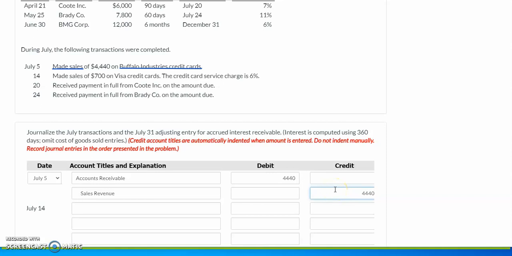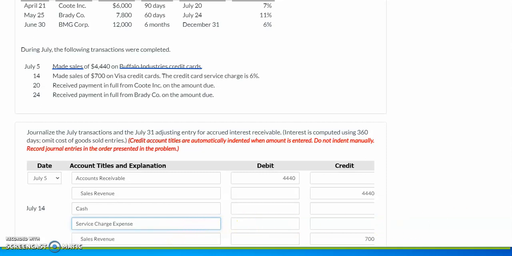On July 14th, the company made sales of $700 on Visa credit cards. And Visa is charging a credit card service charge of 6%. So in this case, the company receives cash when they have generated their sales revenue of $700. However, the amount of cash that they receive is going to be less because they have to pay a service charge expense to Visa.